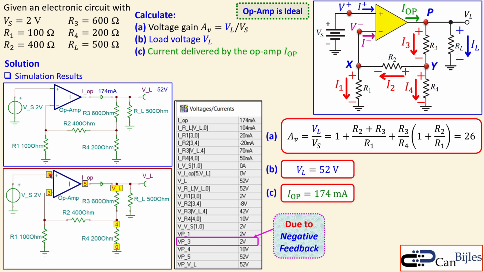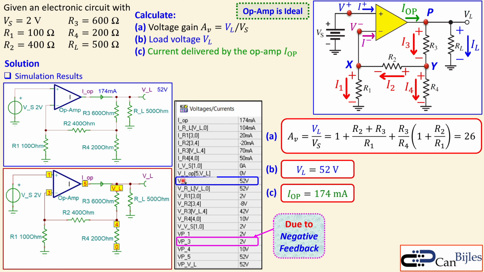We said this node, which is shown here actually, V plus and V minus, must be equal to each other. Now, since this is 2 volts, this is also V plus, and this is V minus, then that means this node voltage must be 2 volts. That's also the reason why you have here 2 volts. This is again a proof that this is indeed the 2 volts due to negative feedback.